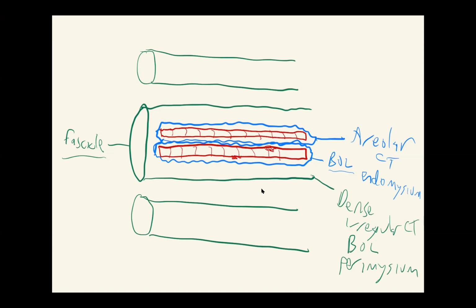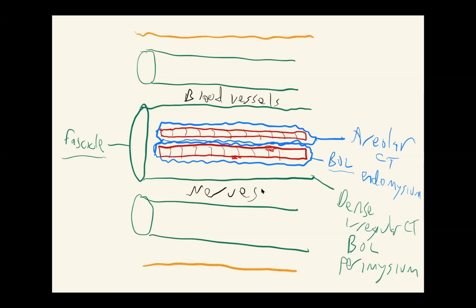These fascicles, of course, have blood vessels that need to go to and from it. They have nerves that are going to control it. So all of those fascicles, plus the blood vessels and the nerves, are all going to be bundled together by yet another dense, irregular connective tissue.